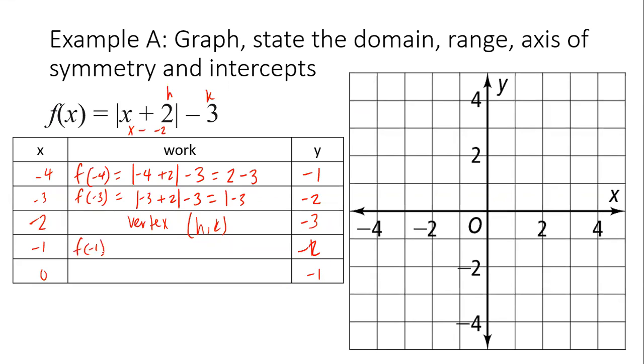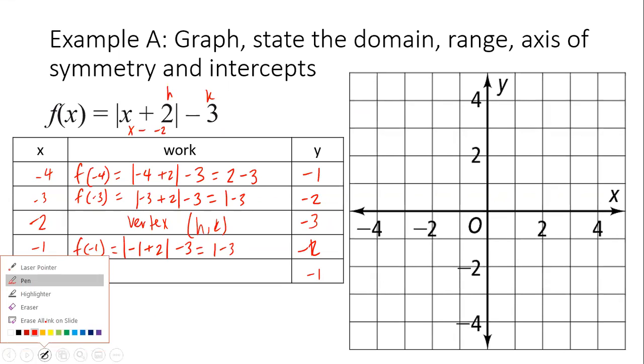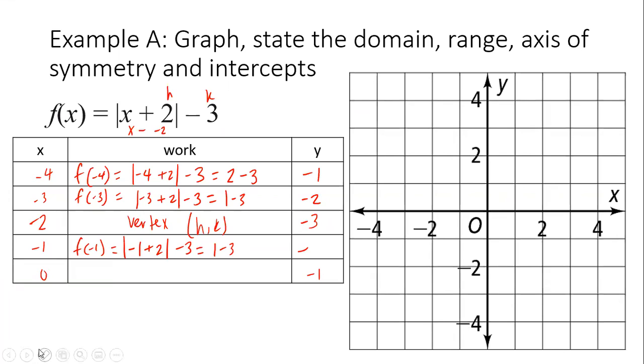So f of -1 equals the absolute value of -1 plus 2 minus 3. -1 plus 2 is going to give me 1, and 1 minus 3 equals -2. Let me fix that. And then f of 0 equals absolute value of 0 plus 2 minus 3, which equals 2 minus 3, which equals -1. So I know that I did it right because these y values are symmetrical to my vertex. So I'm going to plot those points.